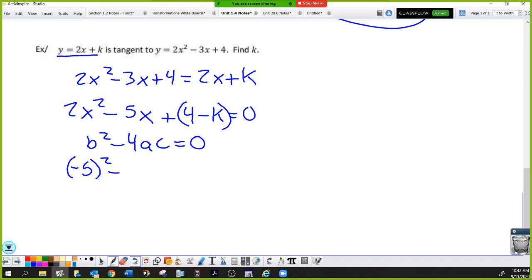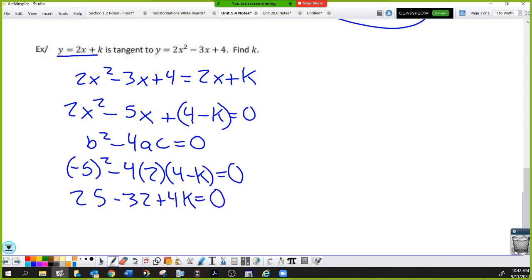I could draw a better 4, I promise. There. Okay, what was that? 25 minus 32 plus 4k. I just did -4 times 2 times 4, so that got me my negative. Oh, that should have been plus 8k. My apologies. That's what I get for distributing in my head. Basically, I just pretended this was an 8, and I distributed an 8: -8 to 4, -8 to -k. That's what I did.